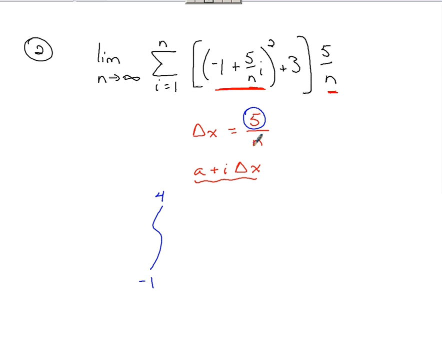Okay, finally I need a function to work with here, and we'll do this with respect to x. Since I know my a plus i delta x is usually what I plug back into the function in the place of x, and I've identified that expression right here, this must represent my x, and that x is being squared. So I have x squared. I want to account for this plus 3 as well. x squared plus 3 must be the original function I'm plugging into. So this would be my definite integral.